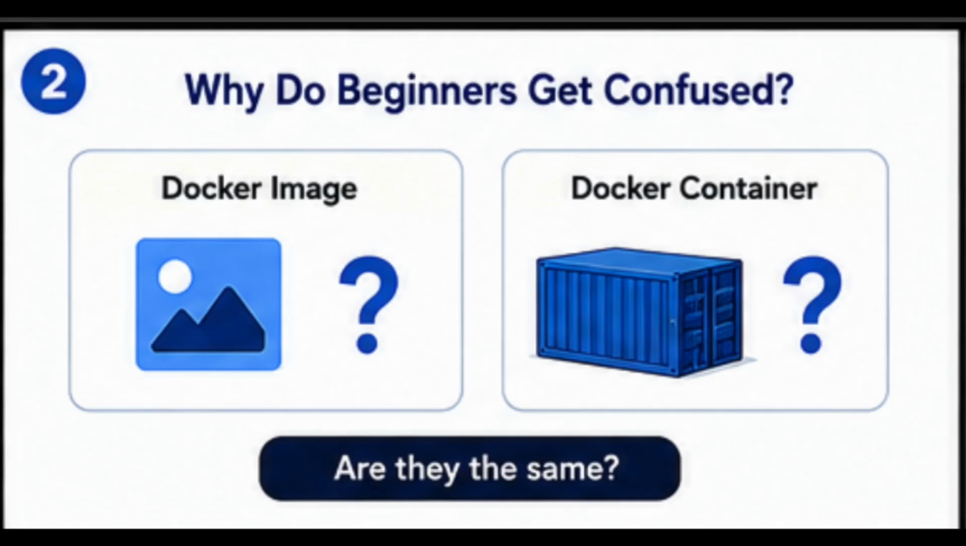Whenever someone starts learning Docker, these two terms appear everywhere, image and a container. People often assume they mean the same thing because we usually create a container immediately after pulling an image. But think about it this way. An image is a blueprint. A container is something that is actually running. By the end of this video, you will never confuse these terms again.